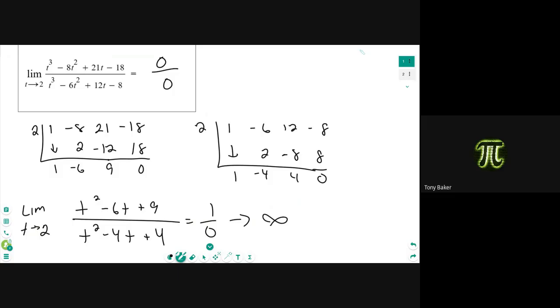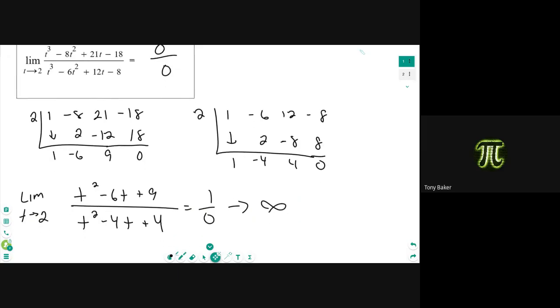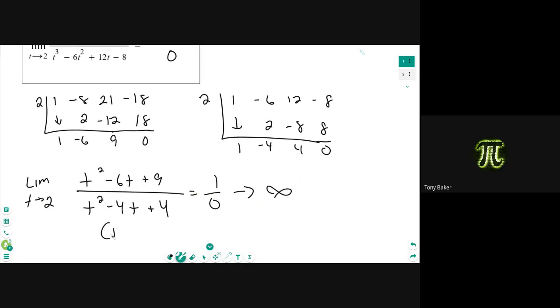So we need to figure out if it's going to positive or negative infinity. The top's obviously positive, it's just 1. The bottom is t minus 2. As we're getting closer and closer to that, it's squared. That's also going to be positive. So it's going to positive infinity.